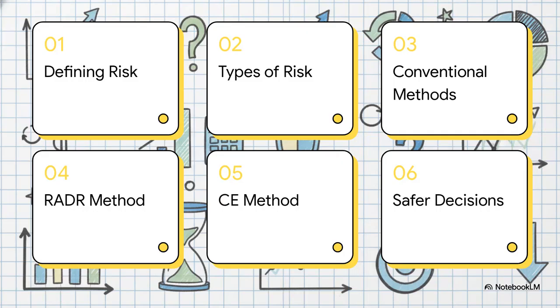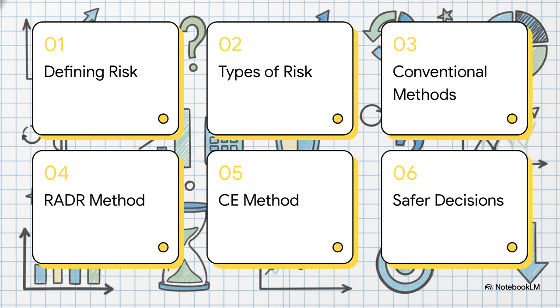Here's our quick roadmap for This Explainer. First, defining risk in investing. 2, 5 types of business risk. 3, conventional risk analysis methods. 4, the risk-adjusted discount rate. 5, the certainty equivalent method. And 6, making safer financial decisions.